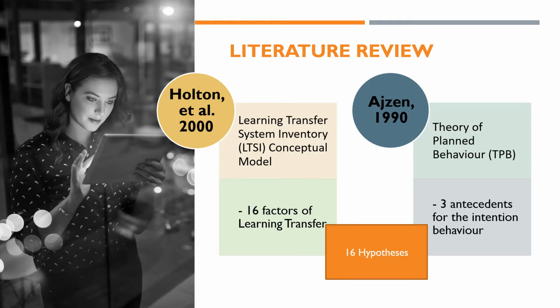For the literature review, I will emphasize two things here, which refer to Ajzen's 1990 Theory of Planned Behavior and Holton et al. 2000. The Theory of Planned Behavior, TPB, by Ajzen 1990, has three antecedents for the intention behavior, which are the attitude toward performing the behavior, the prevalent subjective norms, and the perceived behavioral control of the individual.